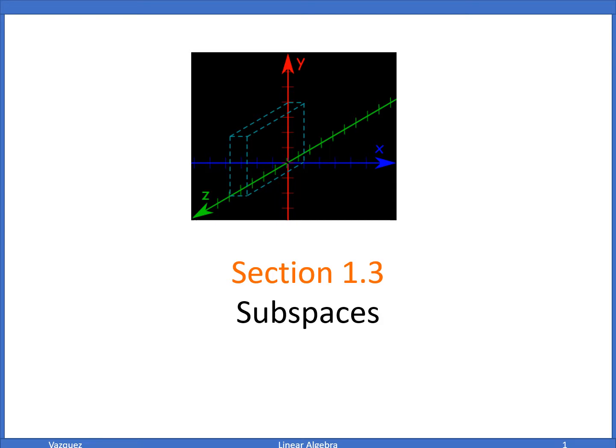In section 1.3, we're going to be looking at subspaces of vector spaces. And as you can probably imagine, it's a smaller space within the vector space itself, just as subsets relate to sets. So we're going to start off with the definition of a subspace.